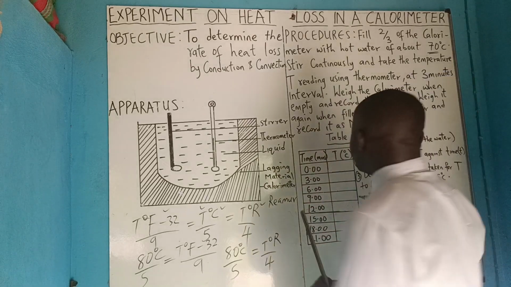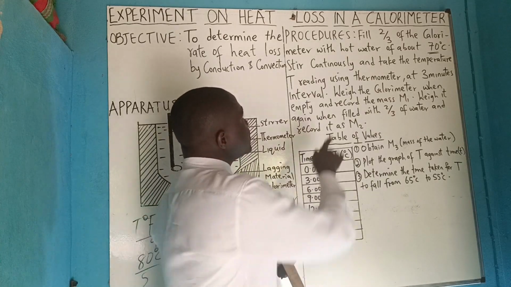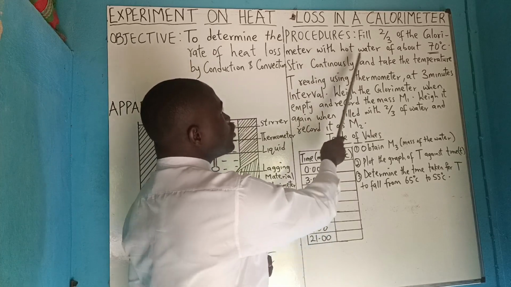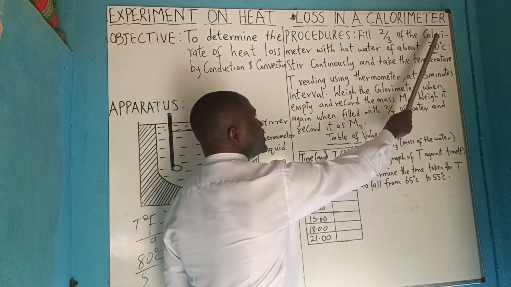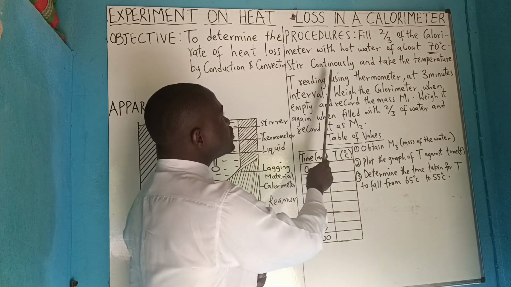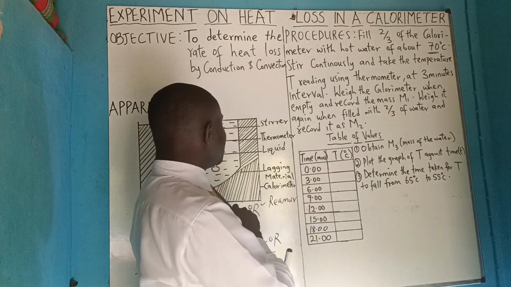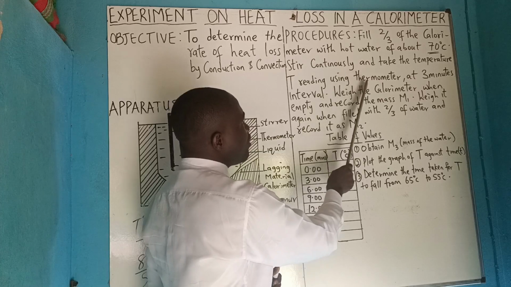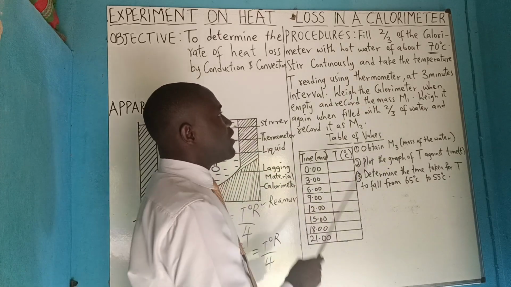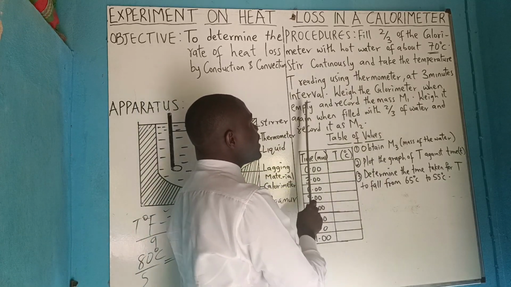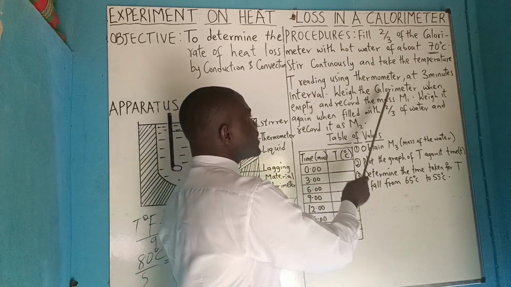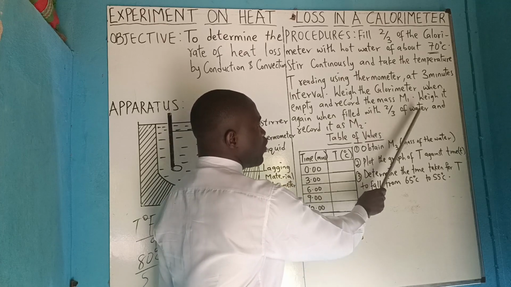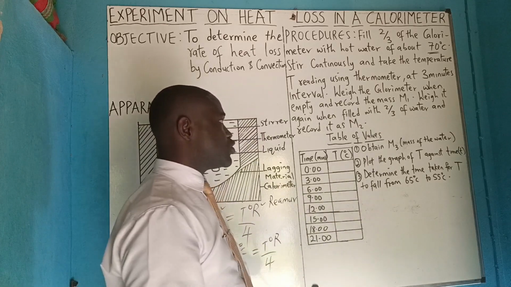The procedure we have is to fill 2/3 of the calorimeter with hot water of about 70 degrees Celsius. Stir continuously using the stirrer and take the temperature T reading using a thermometer at 3 minute intervals. Weigh the calorimeter when empty and record the mass M1. Weigh it again when filled with 2/3 of water and record its mass as M2.